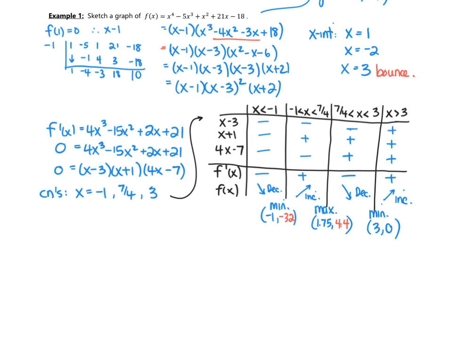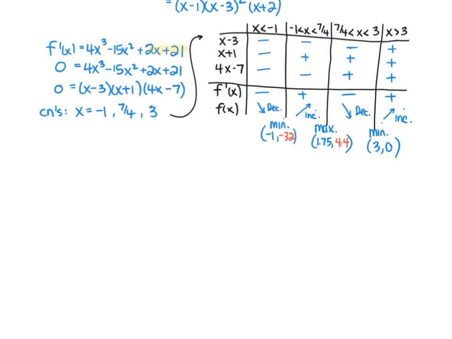Time to move to the second derivative. Okay, it's a polynomial, so really easy to take that derivative. We get 12x squared minus 30x plus 2. Set that equal to 0. We're solving for possible inflection points.